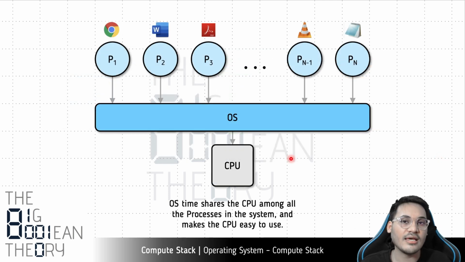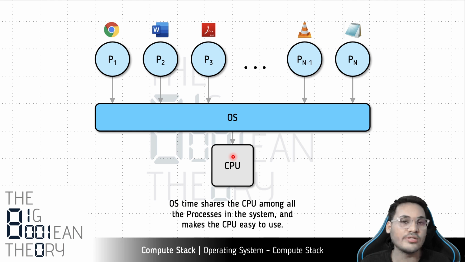The underlying challenge with using the CPU is that in modern computer systems, the number of programs that we want to run is way more than the number of CPUs in the system. As you can see in this simple example, there are n programs that want to run and there is one single CPU in the system. So how can these programs run on the CPU?